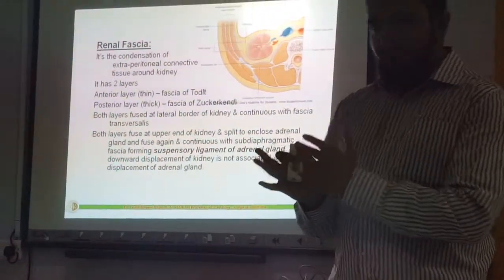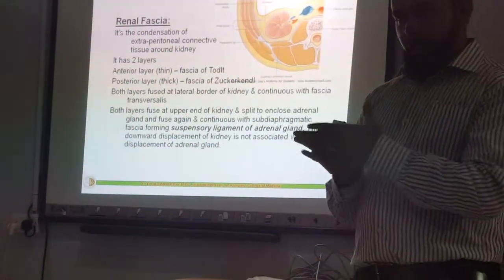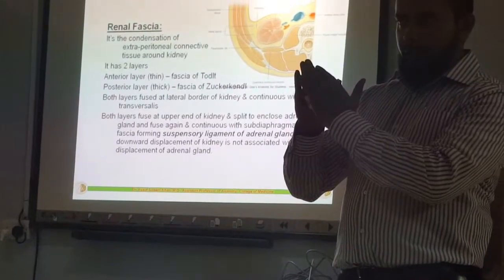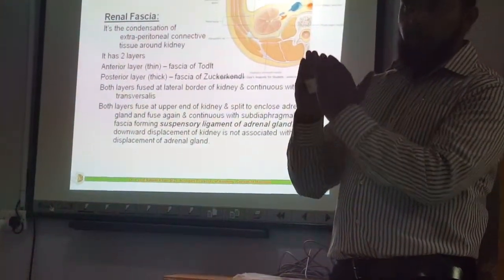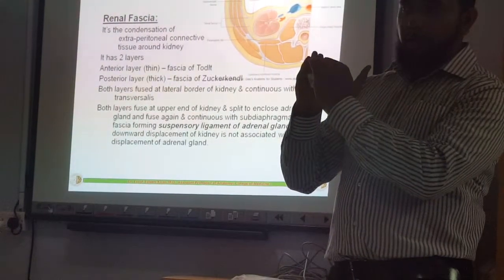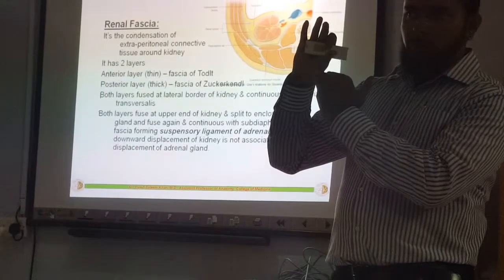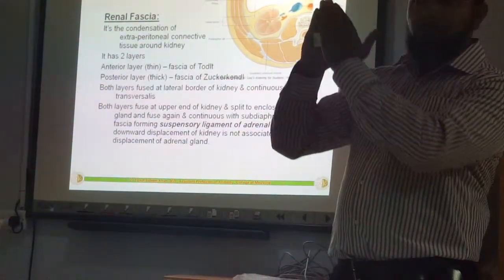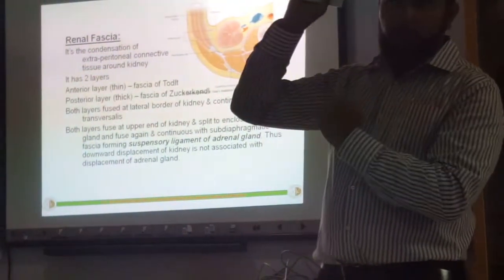No? I said the kidney is covered by two layers of the renal fascia on the lateral side. It is also covering the kidney above. When it covers the kidney above, it goes and joins at the upper pole, below the suprarenal gland. Then it again divides and covers the suprarenal gland, then goes to the diaphragm and gets inserted there.